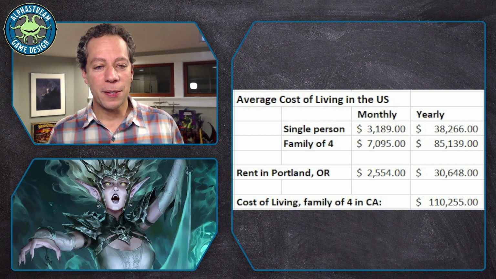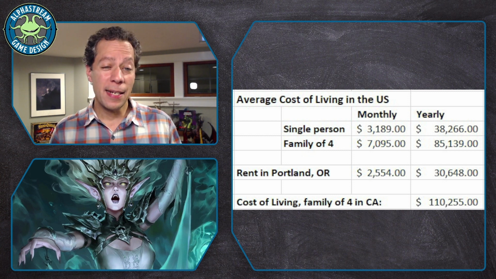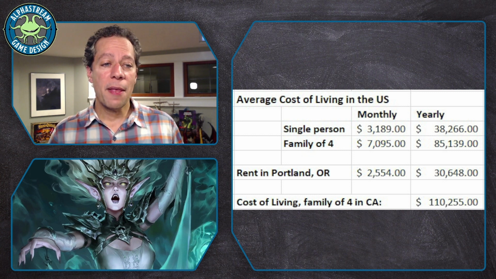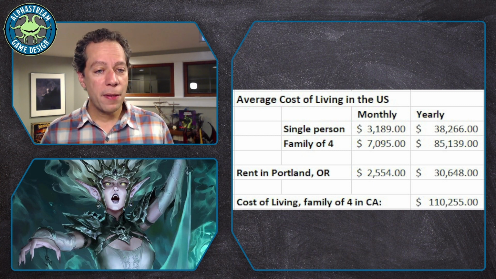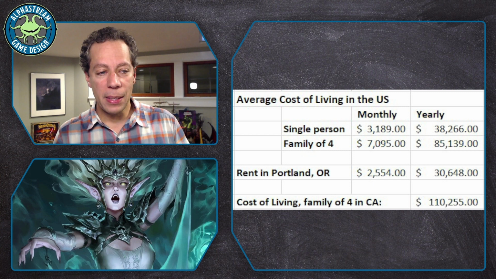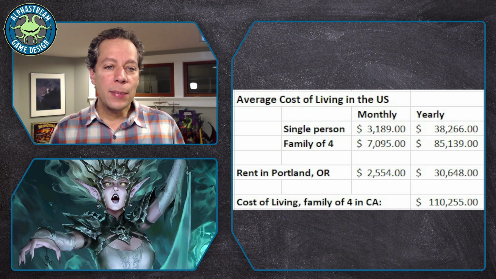So this is going to use US figures, and the monthly cost of living on average for a single person is $3,189. That's what you need to live month to month. And a yearly rate, you can see there, is $38,266. Now, if you're a family of four, that increases a fair bit. You now have to have $7,095 per month, or $85,140 per year, basically.